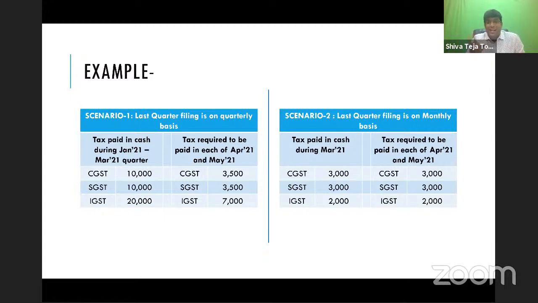Scenario 2. Last quarterly filing is on a monthly basis: 3,000, 3,000, 2,000. Now what you have to pay is 3,000, 3,000, 2,000. Because 100% of the tax liability paid in the last month. The 35% story will come only when previously you followed quarterly. I hope the example gives tremendous clarity there.